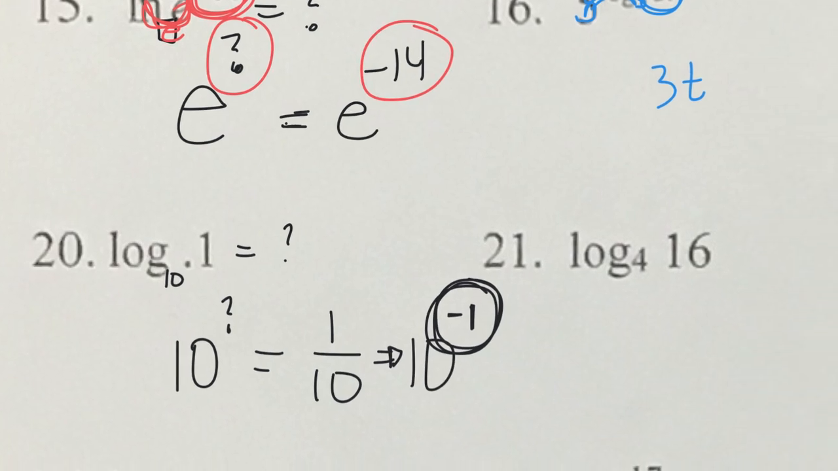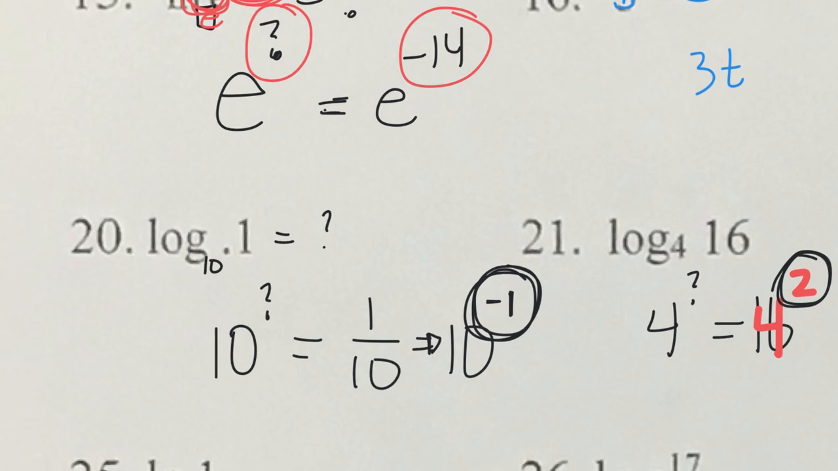Okay, looking at number 21, that says 4 raised to the what power equals 16. Okay, and of course, hopefully you know that 16 is 4 squared, so the answer is 2, because 2 is the exponent. The answer to a log question is an exponent. Okay, back to 25. Remember, natural log is log base e. So this one says e to the what power equals 1. And like we just found a minute ago, anything to the 0 power equals 1, so the answer is 0.